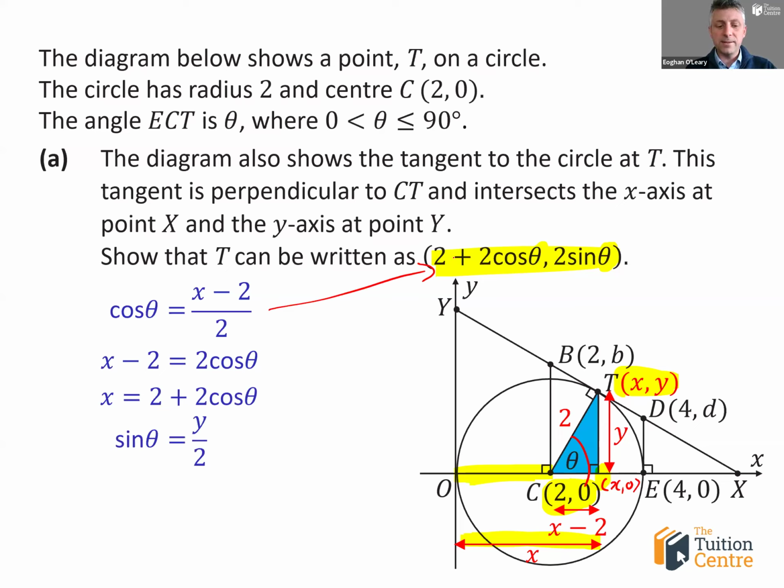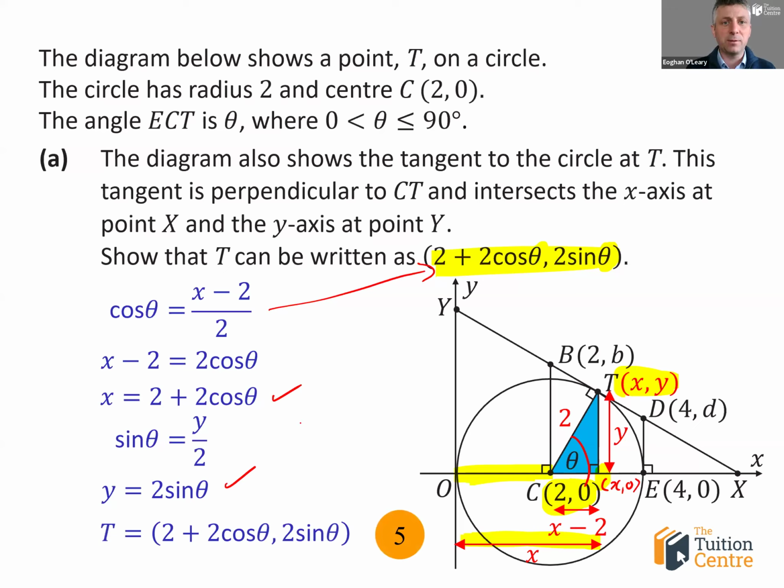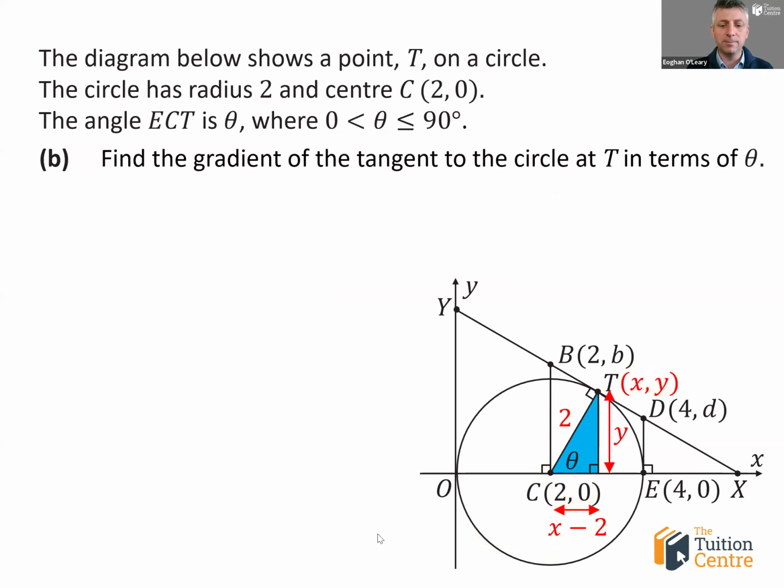The y part is even easier because the sine of theta is the opposite over the hypotenuse. So y over 2. So sine of theta is y over 2. Multiply across by the 2, you get y is equal to 2 sin theta. So all of a sudden, we have our answers. So it's (2 plus 2 cos theta, 2 sin theta). And that was 5 marks. Now, even if you didn't fully get it right, if you tried something, you'd probably be on partial credit, and you can still keep going on to the next part, onto part B.